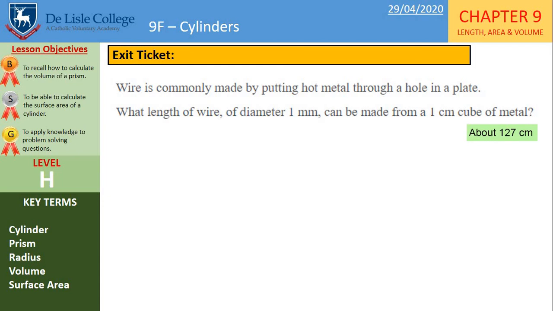Let's have a look at the working for it. So the first thing we're told is 1 centimetre, or it's the last thing really, 1 centimetre cube of metal. So if we put that in the way that we're used to seeing that written, it's 1 centimetre cubed. So we can see the units there. We can see the diameter is written in millimetres, so let's convert that volume into millimetres cubed.